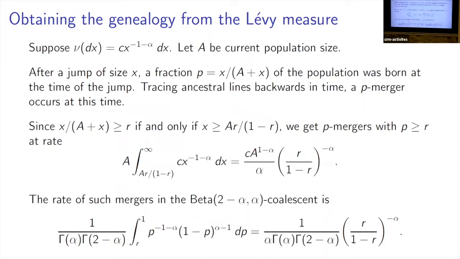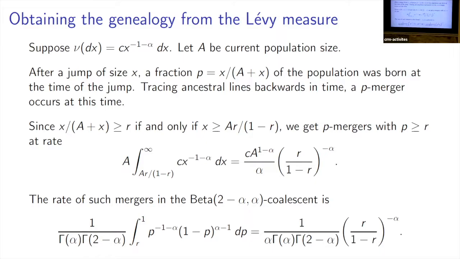So I do want to describe briefly where this result about the genealogy of continuous state branching processes comes from. I'm going to focus on the case where the Lévy measure has a density proportional to x^{-1-alpha}. And we'll let A be the current population size, that is the current value of the process. Now, let's say that at some time, this continuous state branching process makes a jump of size x.